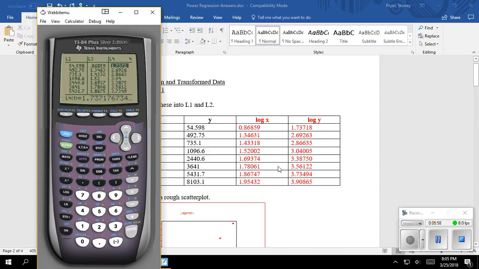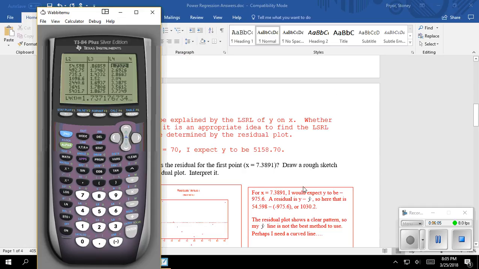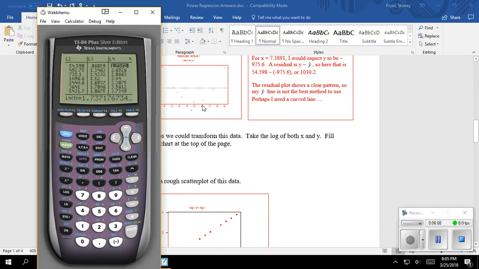And I filled in my chart up here at the top to show what I've done. You might have to pause to catch up and do that. Now let's make a scatter plot of L3 and L4.